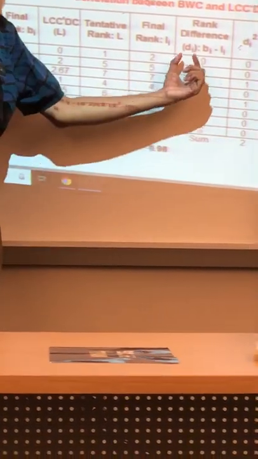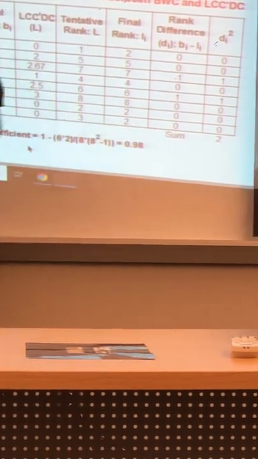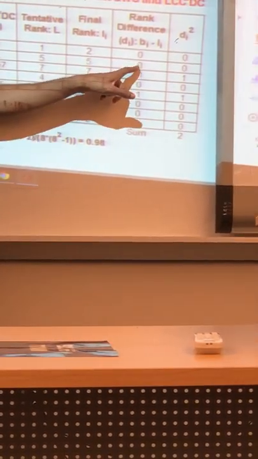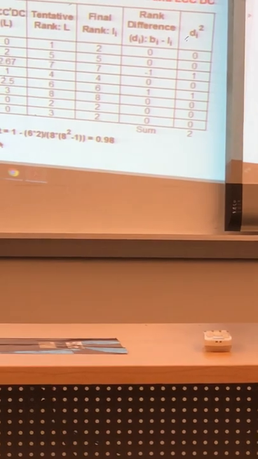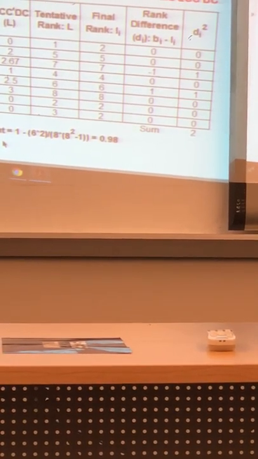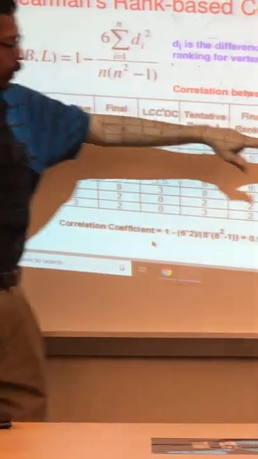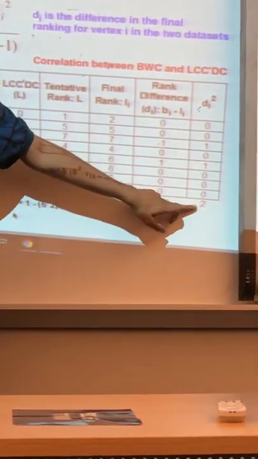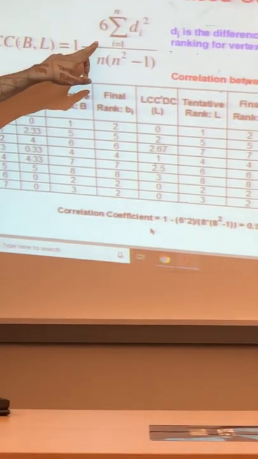Once you find the raw difference in the rank numbers, just square them. So -1 squared will be 1. Again, 1 squared is 1. So once you square them, that's the square of the difference in the ranking. Sum all those squares. In this case, it's just 1 plus 1, which is 2. Then plug it into this formula.